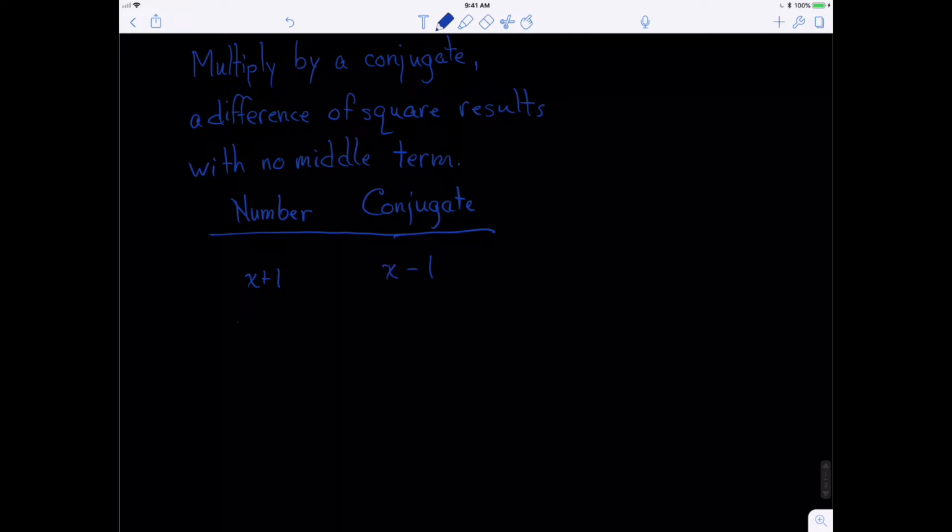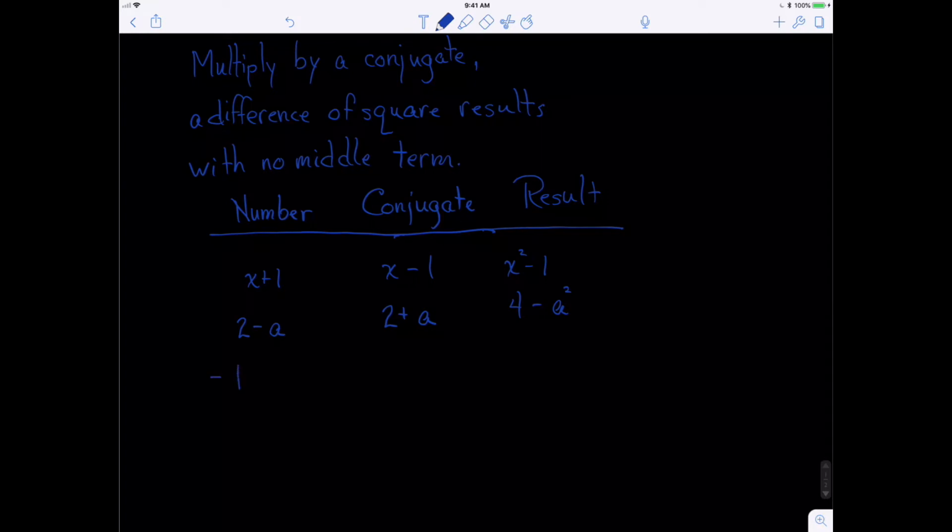If I give you the number 2 minus a, you change the sign between the two numbers so that the conjugate is 2 plus a. And notice that if I distribute x plus 1 times x minus 1, my result is x squared minus 1. Well, let's do that result. If I distribute 2 minus a with 2 plus a, my result would be 4 minus a squared. Now, all these are differences of squares. So now let's try the one at hand.